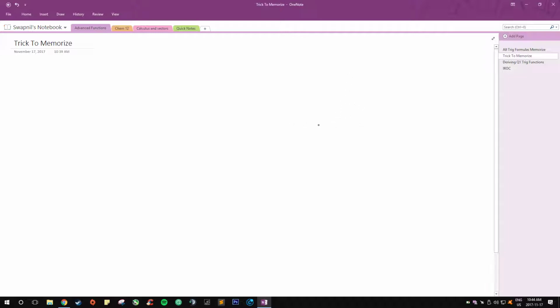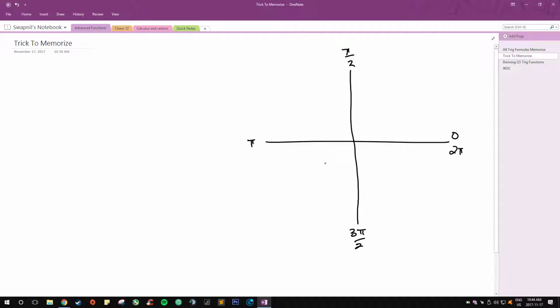So okay, let me draw a unit circle. Alright, not shabby. So here you have either 0 or 2 pi. Here you have pi over 2. Here you have pi and 3 pi over 2. Okay, so here's the trick to memorize.